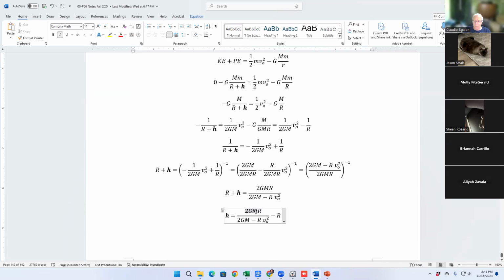Maybe, let's see. Maybe we can do it like that, 2GM divided by 2GM, right? If we do something like that, this one becomes 1. That's the best we can do. We cannot do more than that.